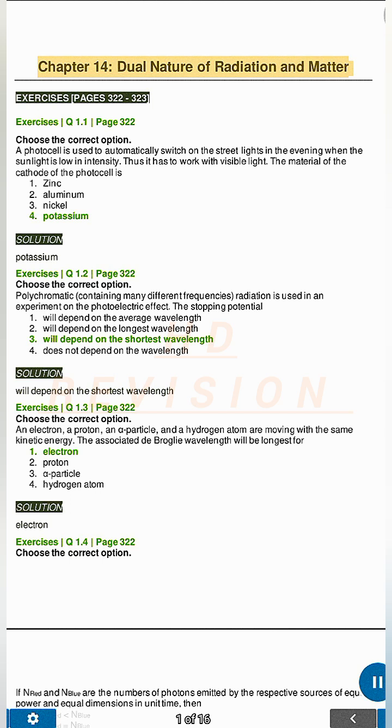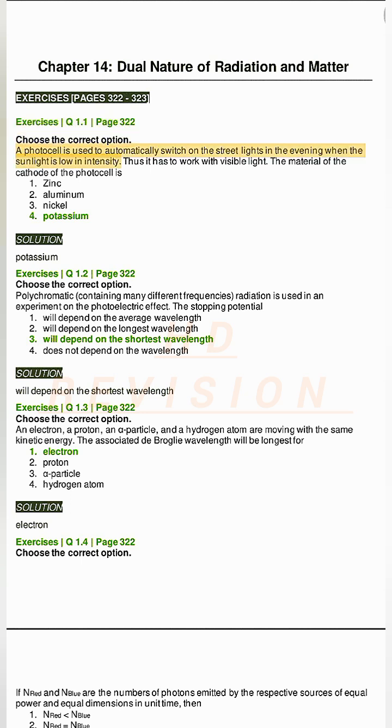Chapter 14. Dual Nature of Radiation and Matter. Exercises, pages 322 to 323. Exercises Q1.1, page 322. Choose the correct option.